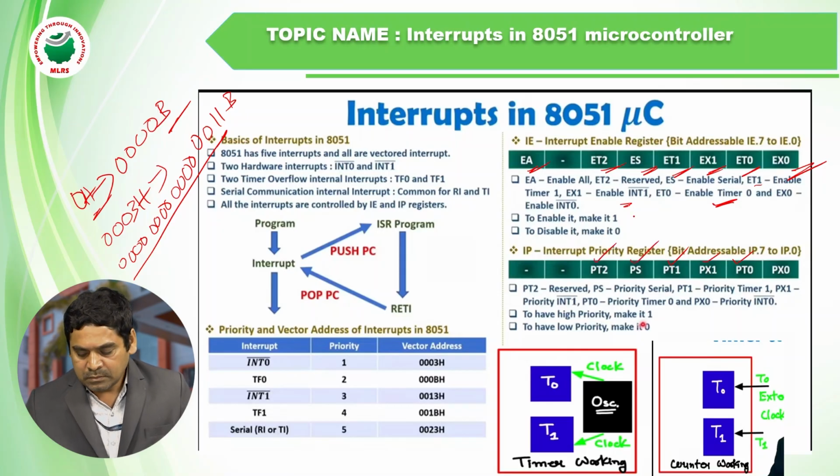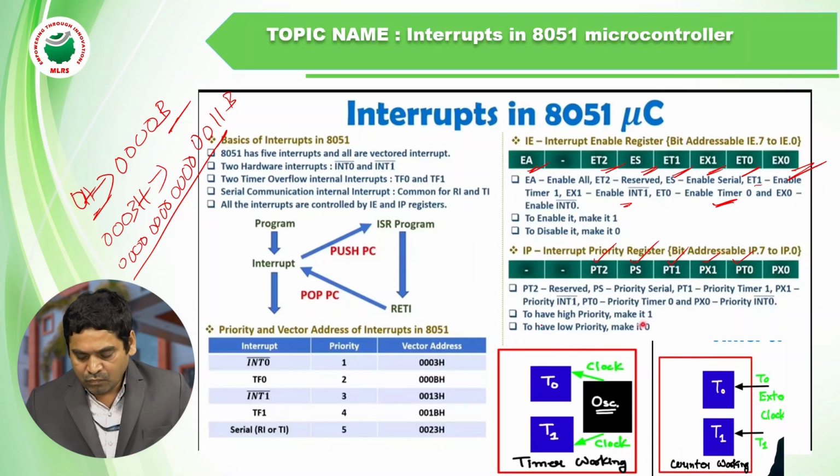These bits are the same. How do we give priority? PT2 is reserved here in any program. PS represents priority serial. We already know the serial priority: first priority, second priority, third priority, fourth priority, fifth priority. We discussed just before how to give priority. PX1 represents priority of INT 1 bar, PT0 priority of timer 0, and PX0 priority of INT 0 bar.